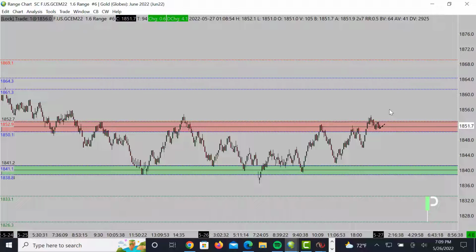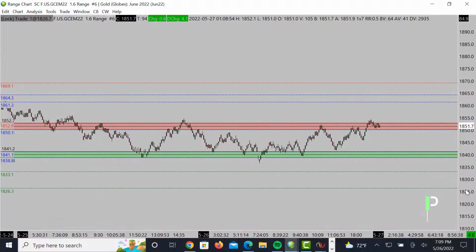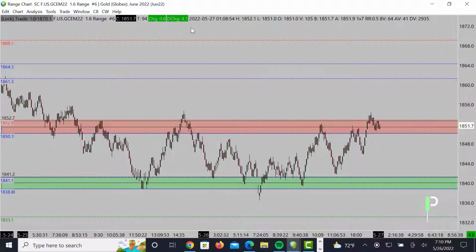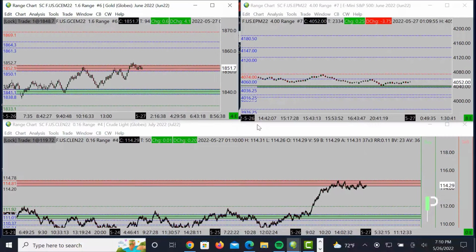Levels up above 1861 to about 1864.3, and then above that 1869.1. Levels below these 38s is going to be 1833 and then 1826.3. Those are going to be our areas of support down below. So keep an eye out for those levels on gold as we draw into the London session.